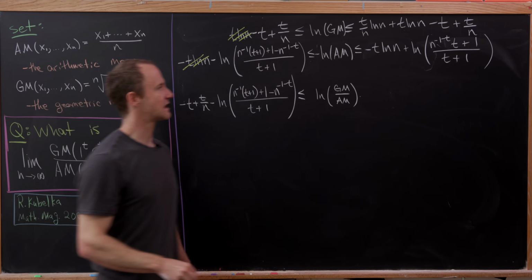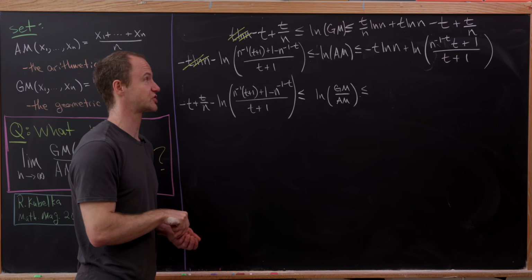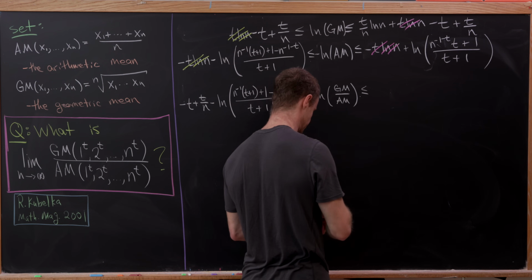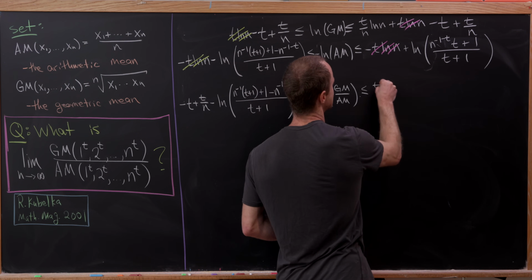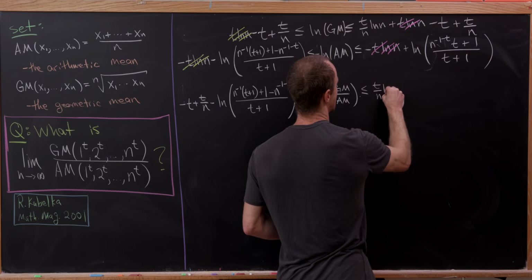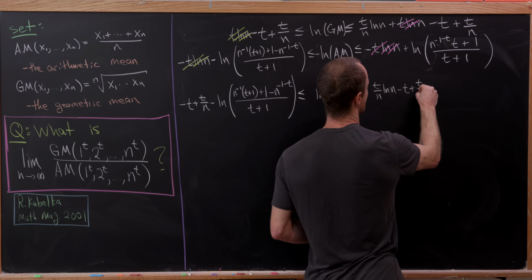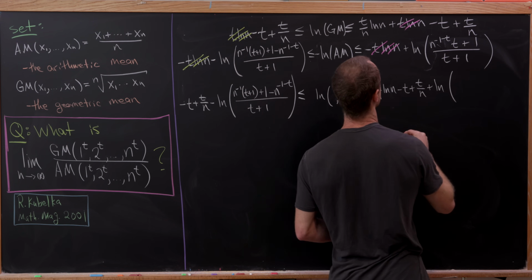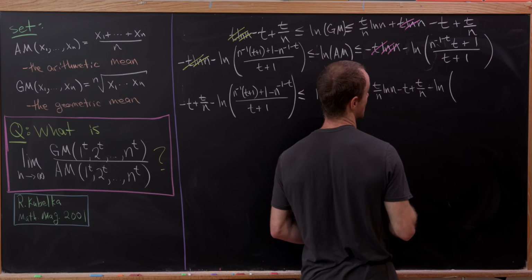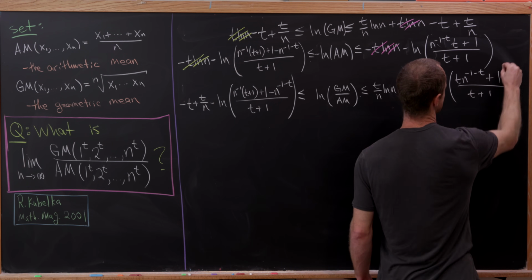Okay, great. And then let's see what we get over here. So again, something cancels. Well, maybe the worst term, if you will, cancels. This t times natural log of n term cancels. And that's going to leave us with t over n minus t over n times the natural log of n, and then minus t plus t over n, and then minus this natural log of t times n to the minus 1 minus t plus 1 over t plus 1.